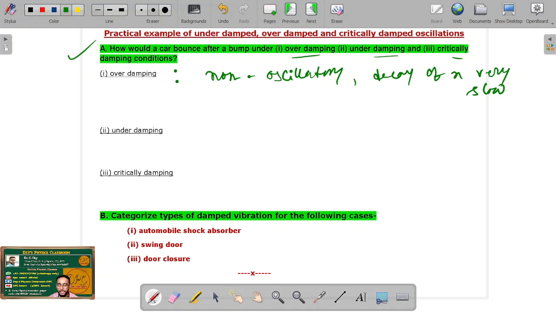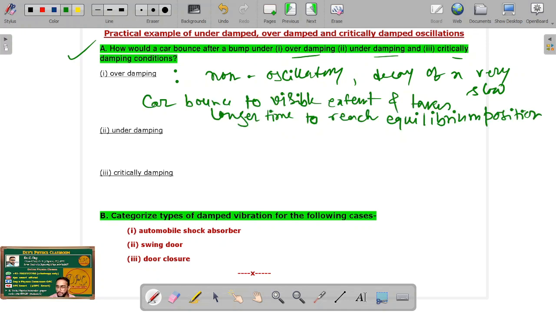That means the decay time is longer, and it will also take longer time to reach its equilibrium position. So the car will bounce to a visible extent and take longer time to reach its equilibrium position for overdamped vibration. If the condition is underdamping, then what will happen to the car?